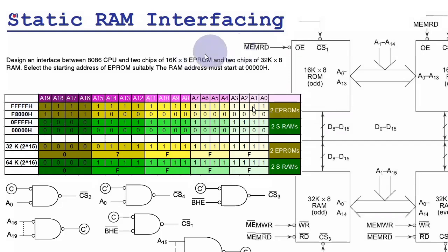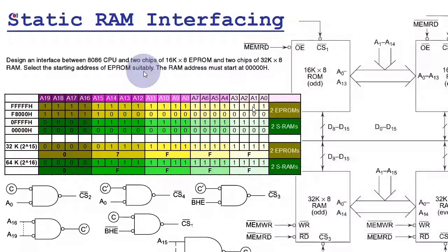So that is why you see this second constraint is met. The first constraint is met: select the starting address of EPROM suitably. So we are selecting the addresses of EPROM such that whenever the computer is reset, the program which is written in ROM will be executed. That constraint has been met here.